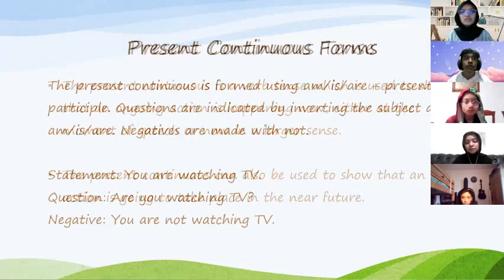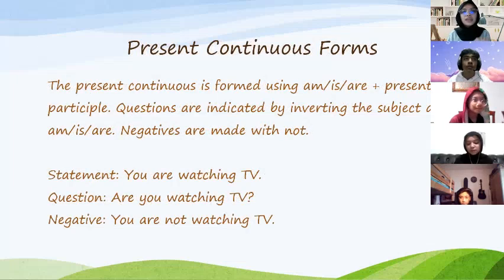And for the present continuous forms, you use am, is, are with a present participle. For example, for the statement, you are watching TV. Or for a question, are you watching TV? And when you change it into negative, you are not watching TV.